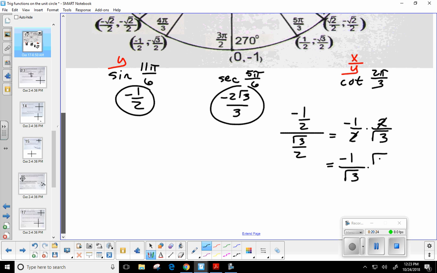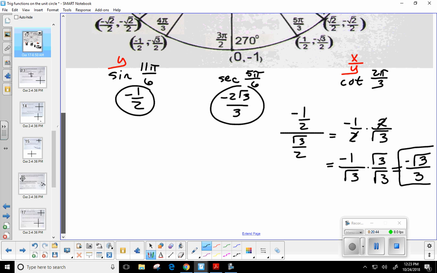Rationalize the square root of 3. So it looks to me like the cotangent of 2 pi over 3 should be negative square root of 3 over 3. How many people got that one right? Okay, good. Okay, now what can I do to help?